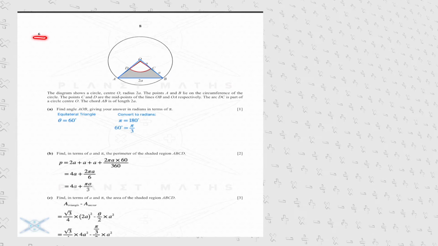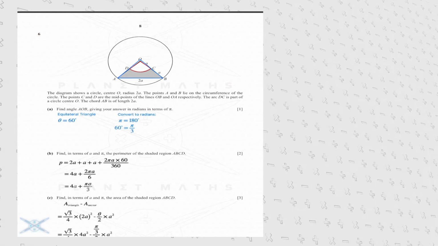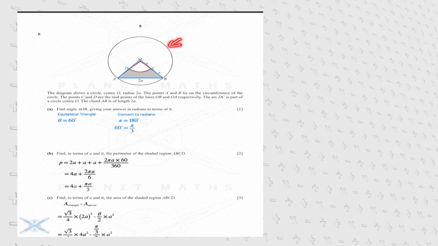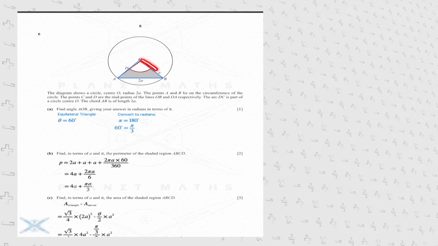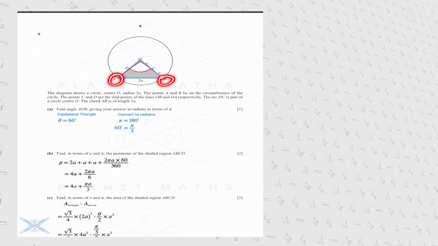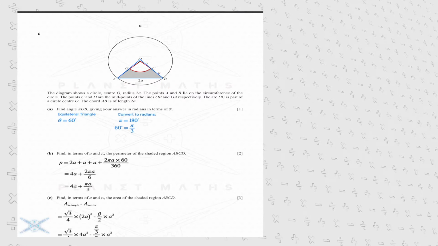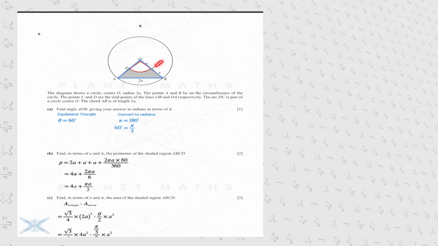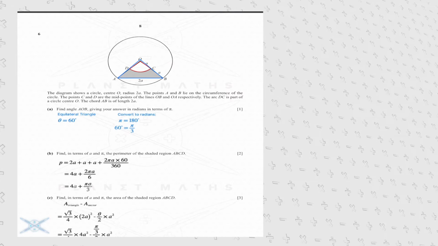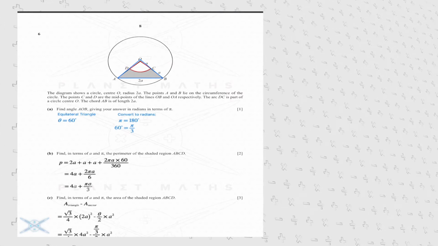Moving on to exercise 6, where we are provided with a diagram that shows a circle with center O and radius 2a. Both points A and B are located on the circumference of the circle. Points C and D are midpoints of AO and OB respectively, and the arc DC is part of a circle with center O.